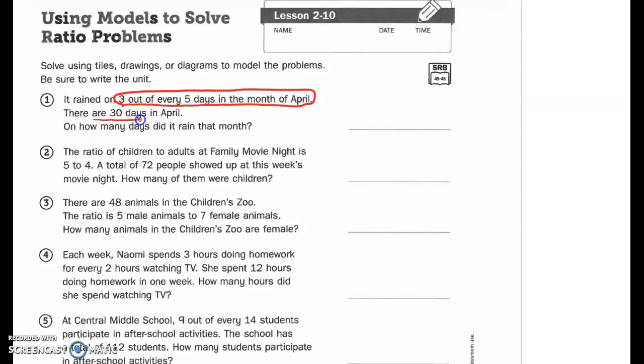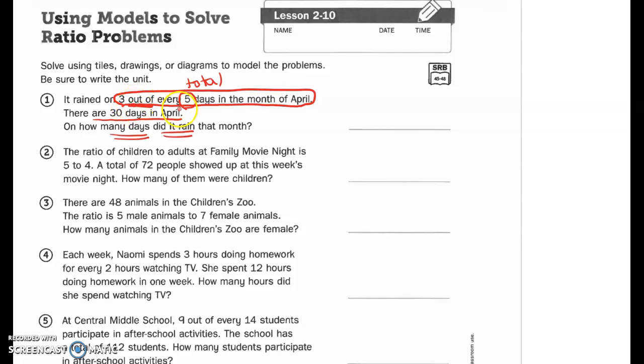And then it says that there are 30 days in April. How many days did it rain that month? So I'm not worried about my question right now. I want to make sense of my actual ratio. So we know that in order to use a tape diagram, you have to make sure that the ratio you're given is a part-to-part ratio. And when we see the word "out of," that tells me that this number is actually a total. And so I'm going to need to change this in order to be able to use a tape diagram.